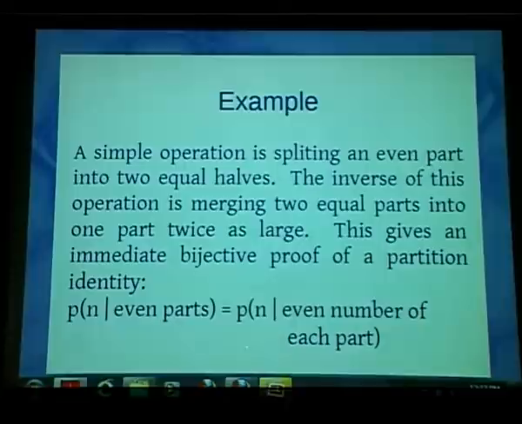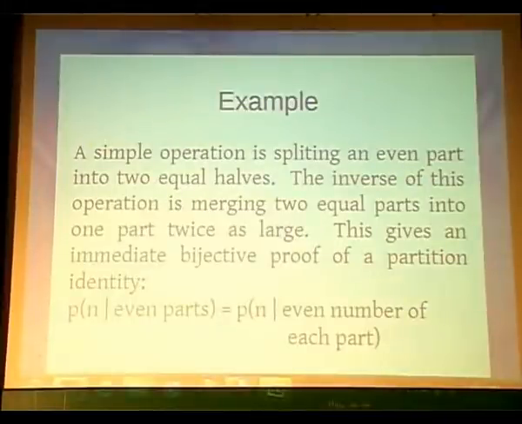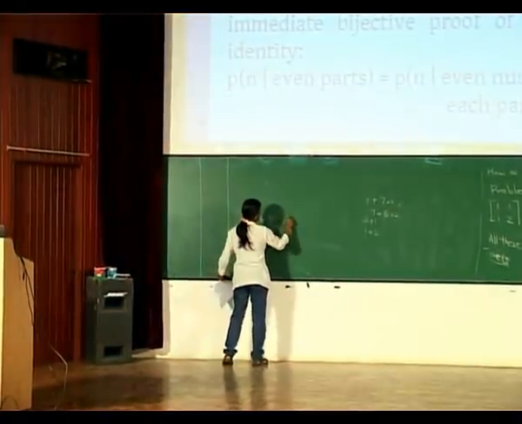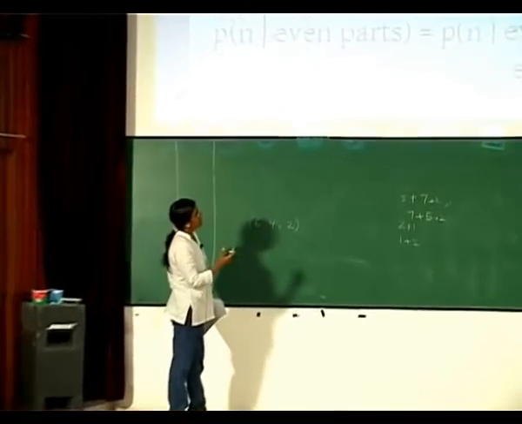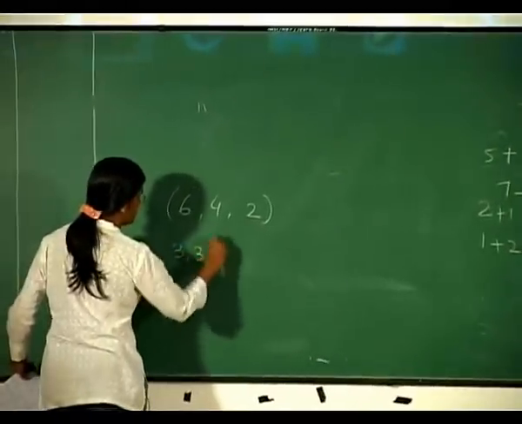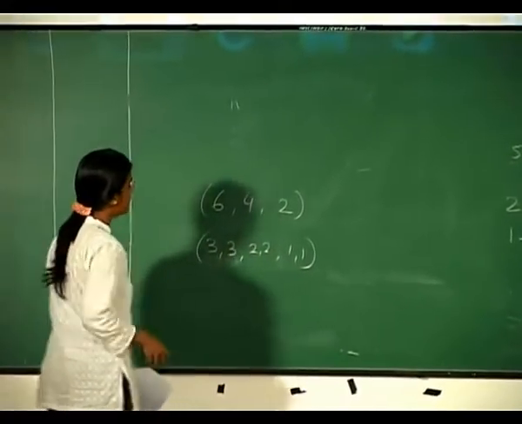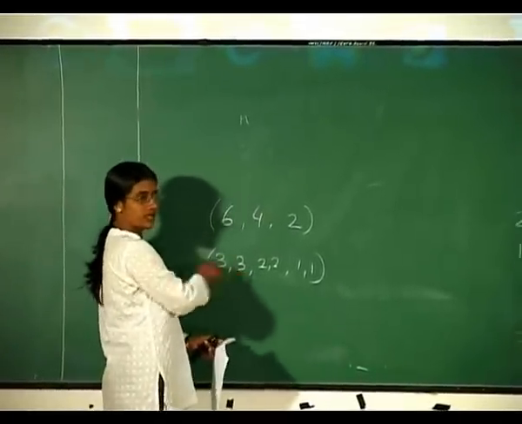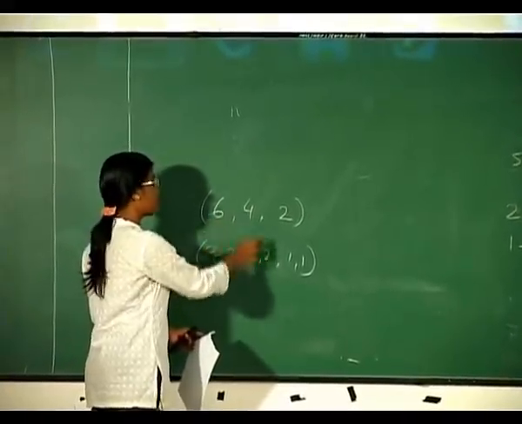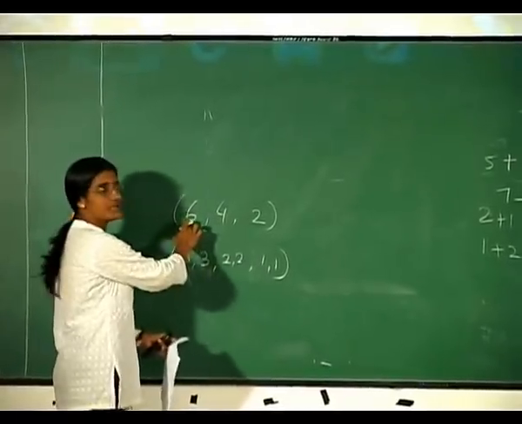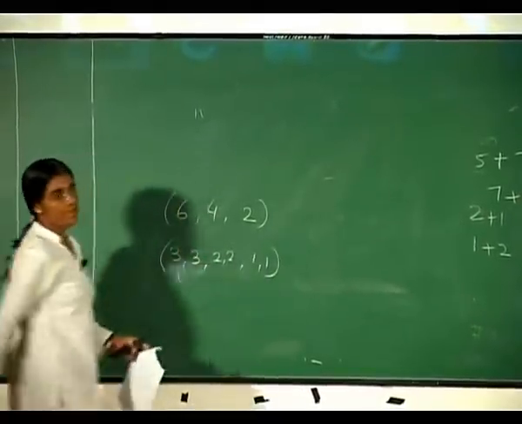So what it says, if you have a partition, every part is an even part. So for example, I am picking a partition in which every part is an even part. Then I can associate a partition having an even number of each part by splitting, so each part is even. In that way I am associating. And if I have a partition in which each part appears an even number of times, then just merge it. So whether it is even or odd, merging equal parts will always result in even parts only. So we get a bijection.